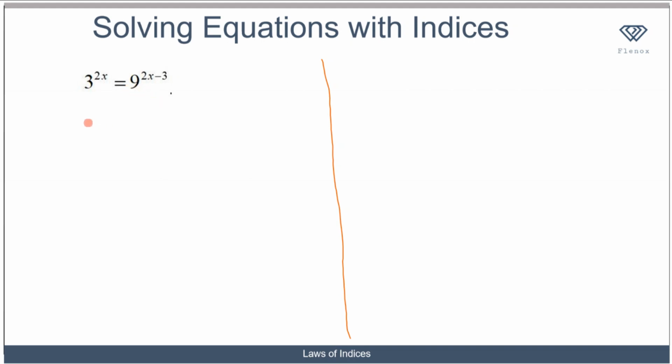So I do this and I have 3 raised to the power 2x equals 9, which is the same thing as 3 squared. Remember to put what was there before in brackets, so you will be able to multiply completely. This is equal because I've converted 9 to 3 squared. Now I can multiply those two exponents together based on one of the laws of indices. So now I have 3 raised to the power 2x equals 3 raised to the power 2 times 2x, which is 4x, then 2 times this, I have minus 6.